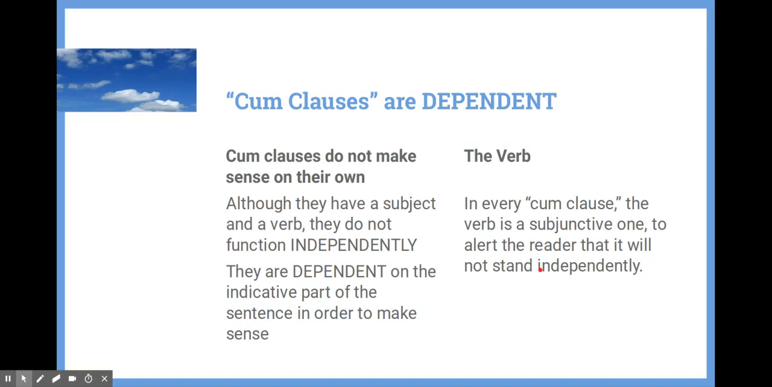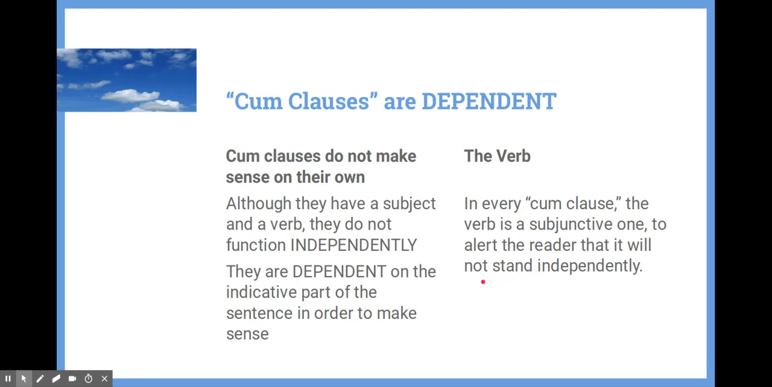Because of these examples and the way that cum clauses work, you might remember that cum clauses are something called dependent clauses. They're dependent on something else in the sentence to make sense. They have a subject, they have a verb, but they cannot be independent. They can't be on their own. In every cum clause, the verb was also a subjunctive one, and that was to alert the reader to the fact that that action was not happening independently, and it could not stand on its own.